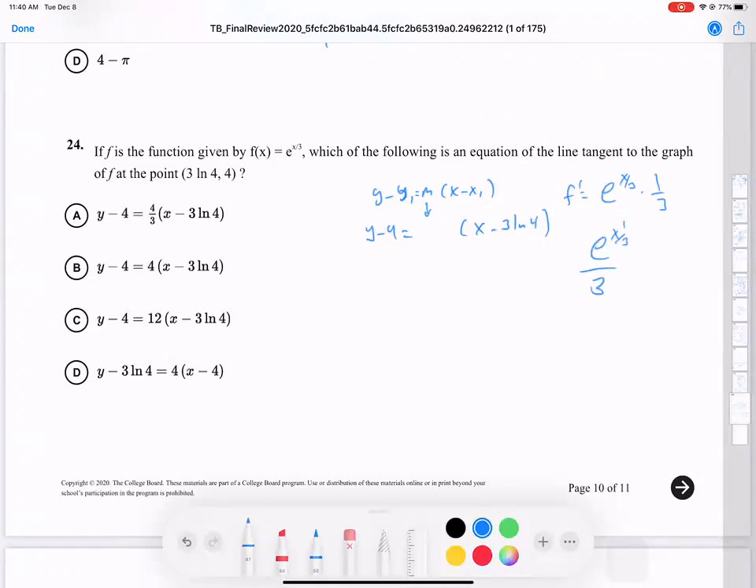Okay, now we're going to plug in x equals 3 ln of 4 into e to the x over 3 times 1 over 3, because we're finding f prime at 3 ln of 4. We're plugging in our x value to find the slope. These cancel out, leaving me 4 over 3. That's 4 over 3. So our answer is here.